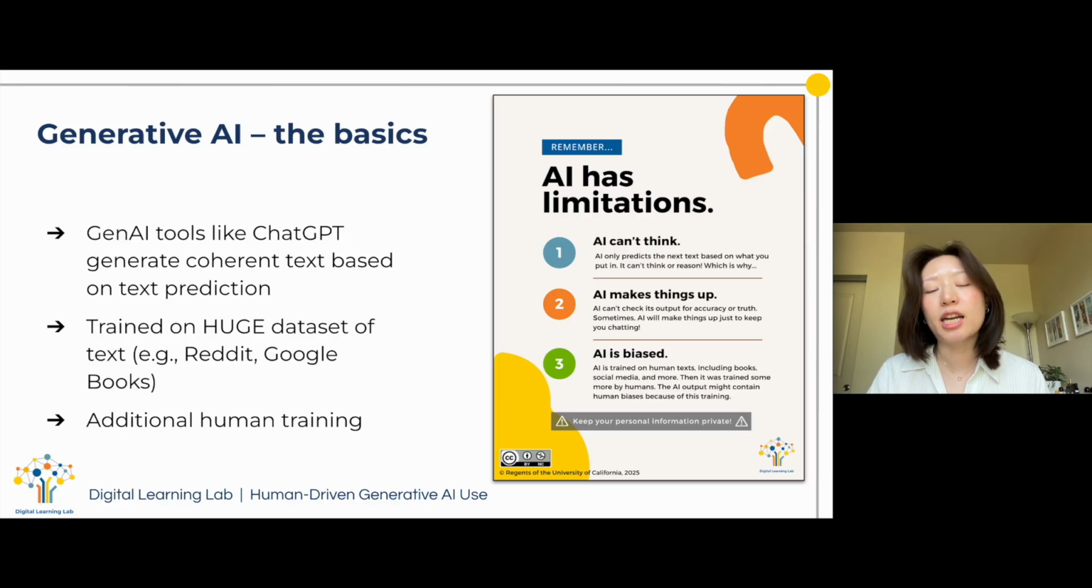Generative AI tools like ChatGPT and Papyrus AI are large language models built on prediction and language. They don't think, and they don't have a sense of what is true or accurate. Rather, they just predict what text is likely to come next.